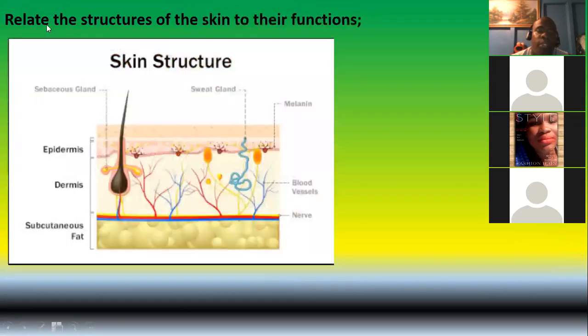All right. Now it says relate the structures of the skin to their functions. We didn't do much about the skin in the video, so we're going to spend some time on it. Let me see what you're thinking: how many functions do you think the skin has? Anybody? How many functions do you think the skin has?